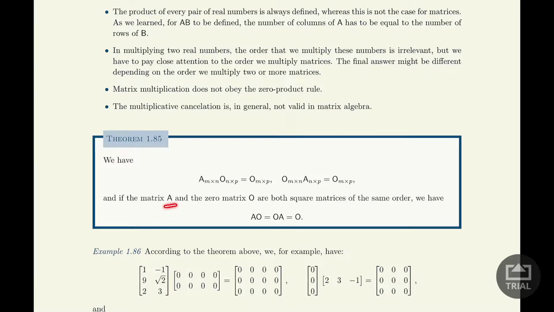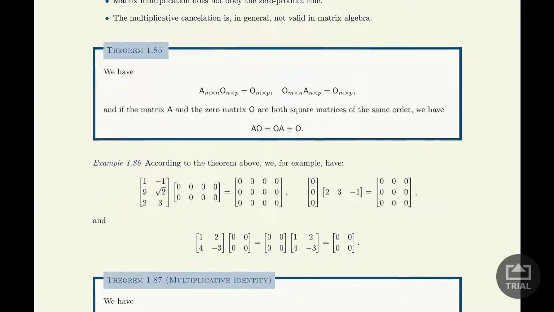But if A is a square matrix, and 0 is also the zero matrix of the same order, then of course it doesn't matter. If you multiply A by 0 or 0 by A, the answer is always the zero matrix. So we can say that every matrix and the zero matrix commute, yes? If, of course, they are of the same order. So these are very simple examples.